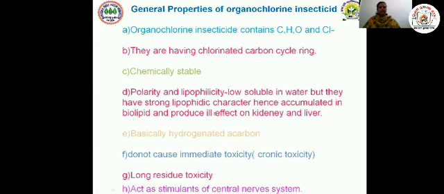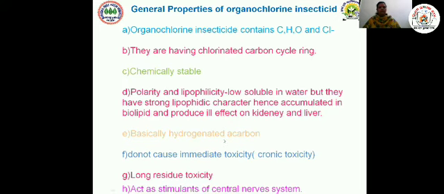That's why the name is given. They are chemically stable. Then polarity and lipophilicity: they are low soluble in water, but have strong lipophilic character, hence accumulated in the biolipid and produce ill effect on the kidney and the liver. So it is harmful to human health.